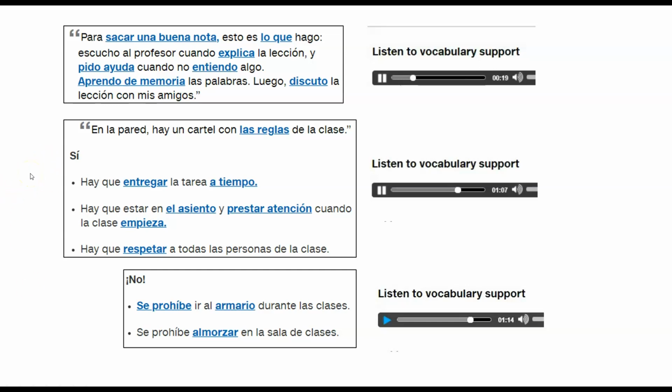All right, so let's see if you understood. On the wall, there is a poster with rules of the class. Yes. One must turn in the homework on time. One must stay or be in their seat and pay attention when the class begins. One must respect all of the people of the class. So now that we know about the yes rules, let's hear about the no ones.